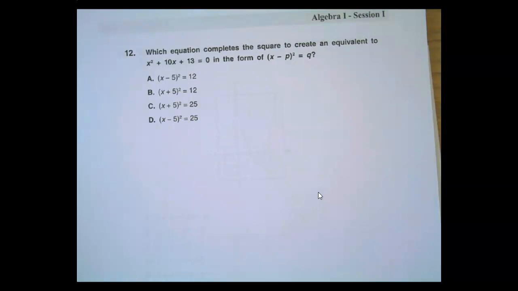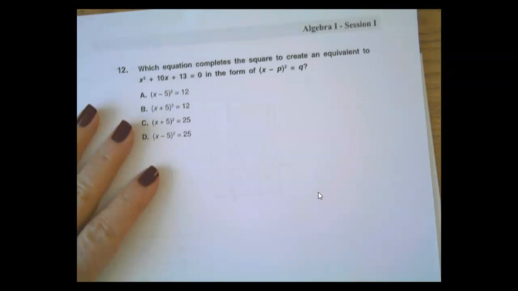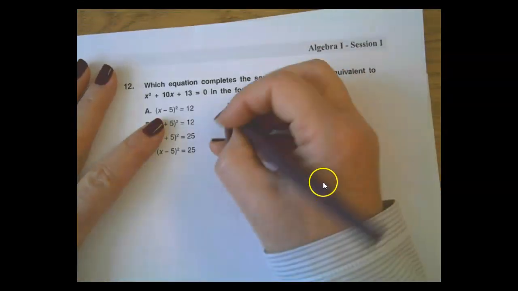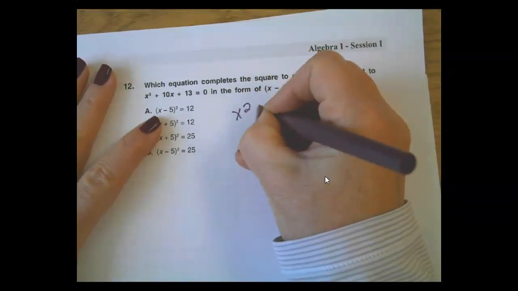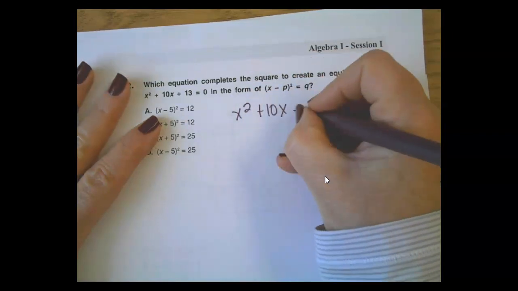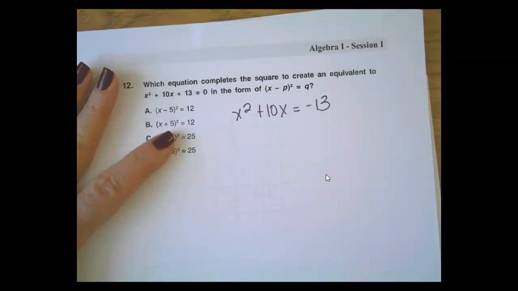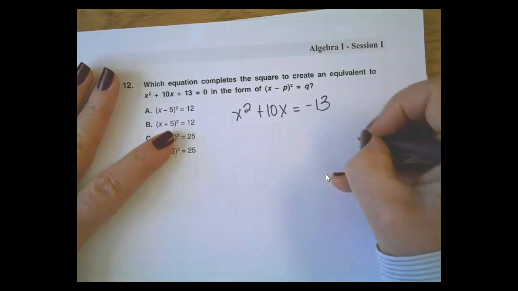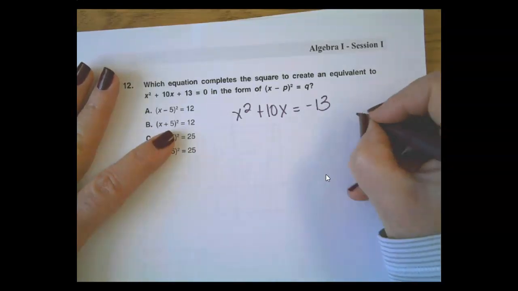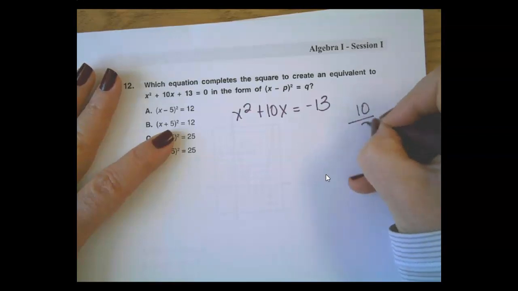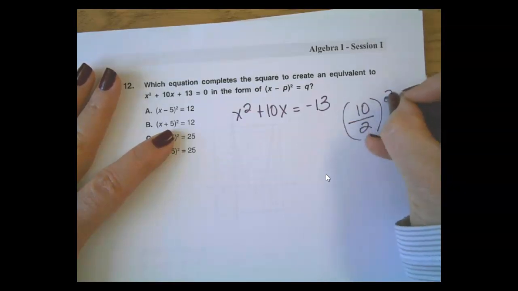Which equation completes the square to create an equivalent to these two in the form of that? Okay, well, this one is weird because I'm going to start it out. So you have x squared plus 10x, and then you're going to have to subtract that 13 to make it look like that. And then you are going to take your 10, divide it by 2, and square it.